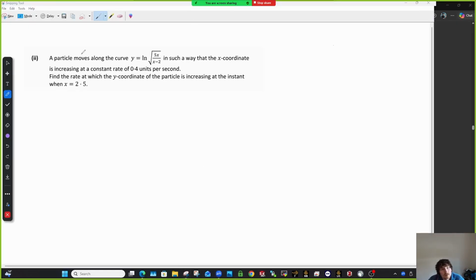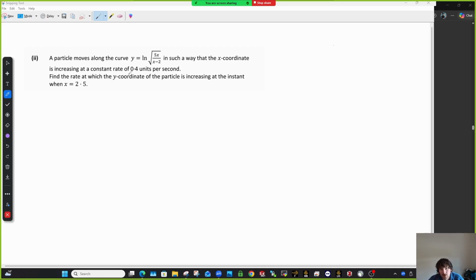So there's a particle that moves along a curve, and it's y in terms of x, okay? And obviously if we take a derivative of this, we'll be using our rules for logs, where we kind of bring, this is the square root, so it's all to the power of a half, it'll pop out the front, that kind of thing. Okay. In such a way that the x-coordinate is increasing.